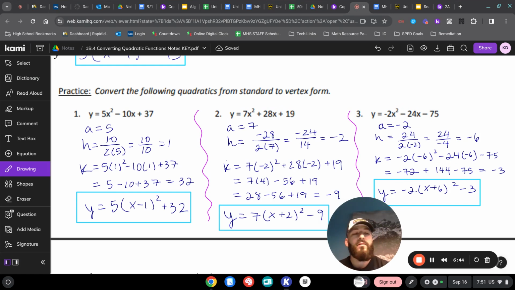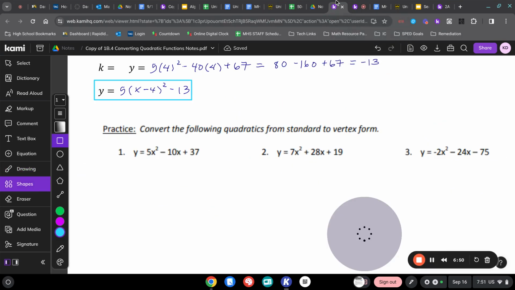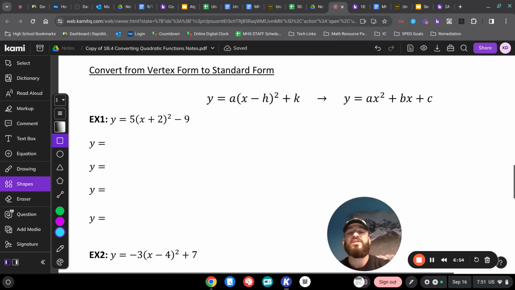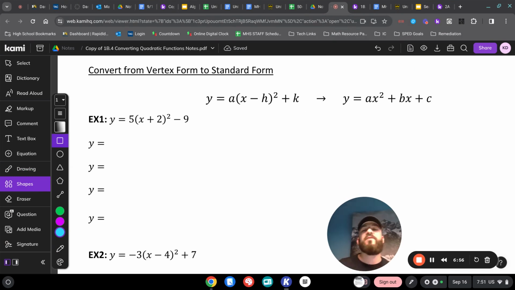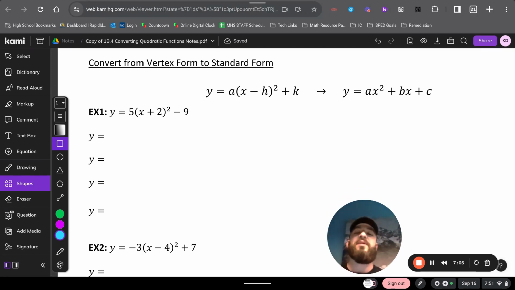Okay? All right, so let's pivot a little bit, and we're going to start converting from vertex form to standard form. So converting from vertex form to standard form is going to be just a little bit different because now we already have it in vertex form and we actually don't have to do any of those crazy solving steps, crazy plugging things in, plugging things out, because vertex is really just kind of a simplified version, almost like a factored version of standard form.